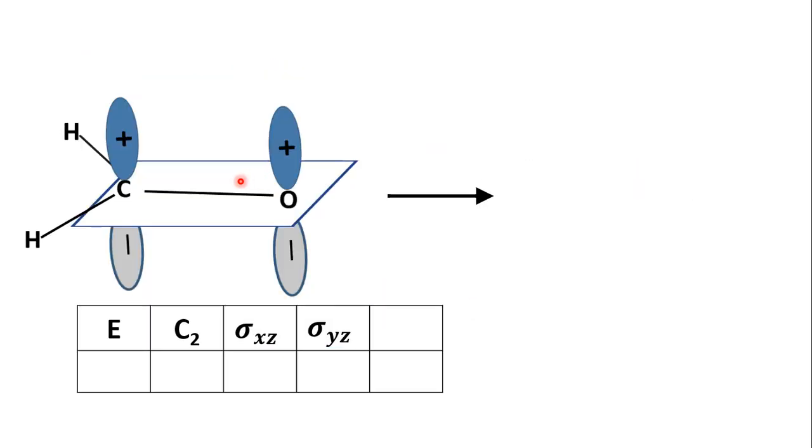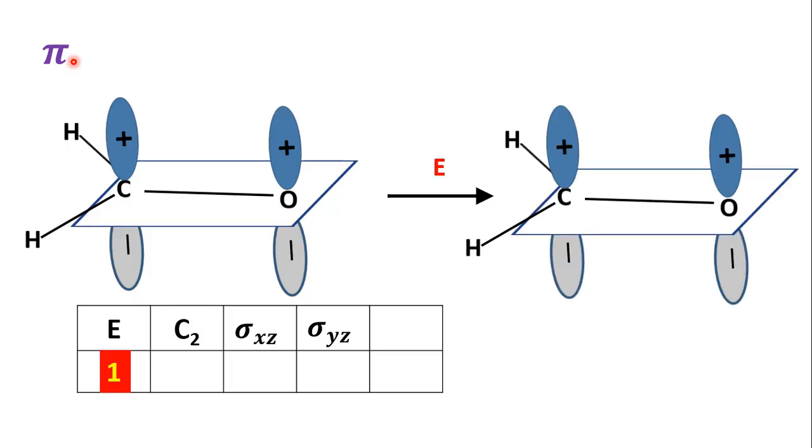Now what you see is 2 p orbitals, 1 over carbon and 1 over oxygen, which are perpendicular to the molecular plane, and when they undergo lateral overlap above and below the molecular plane, you get the pi molecular orbital. We apply the 4 operations of the C2v point group to this pi molecular orbital.